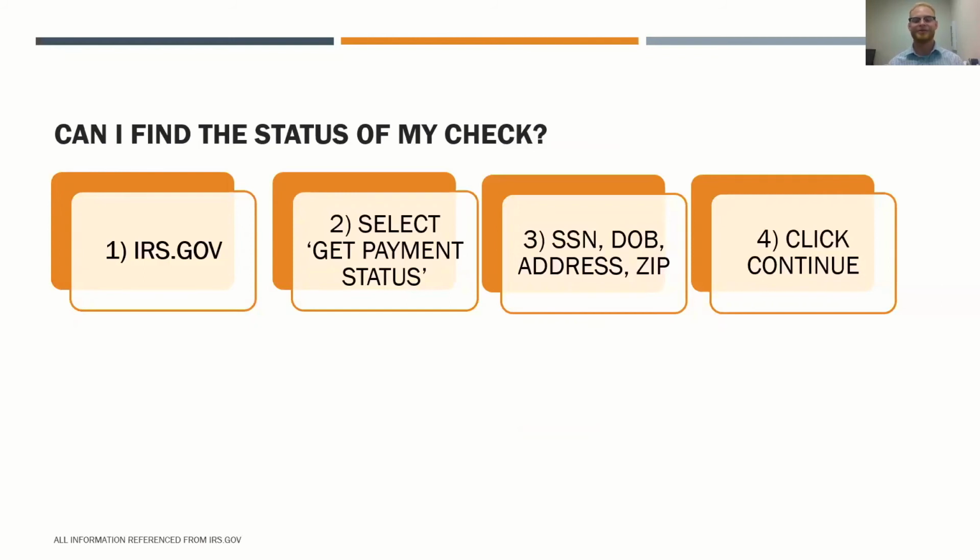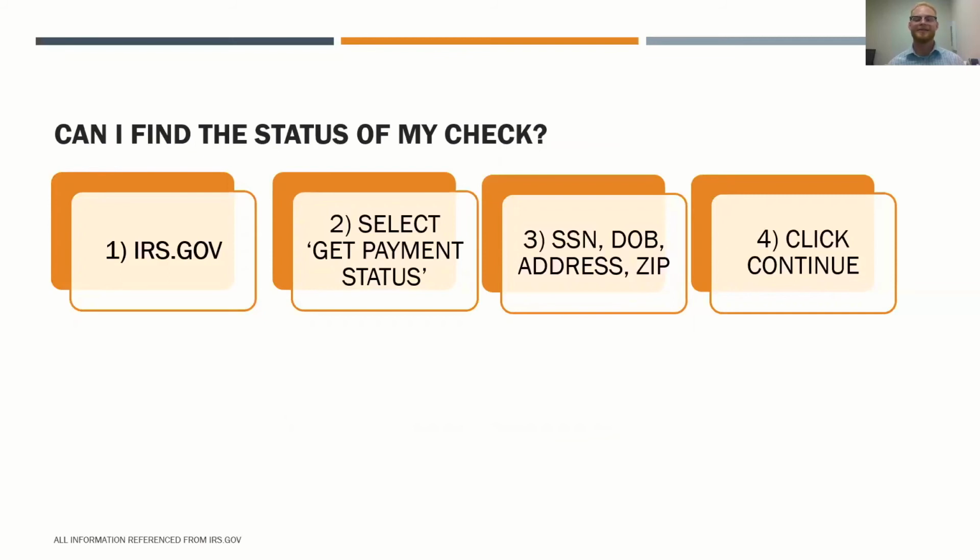You're going to have to enter in your social security number, date of birth, your address, and your zip code, and then you'll get your status after you hit the continue button at the bottom. It'll say if it's been delivered, if it's been mailed. A lot of cases we see unavailable, which I'll get into next. And then if they don't have your direct deposit, they will request it there from that screen.